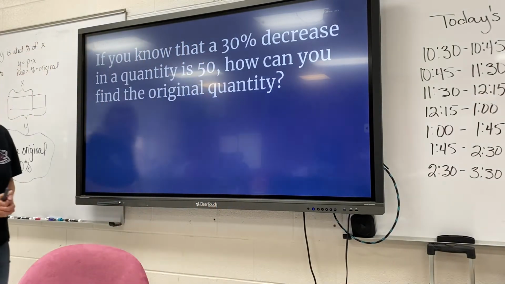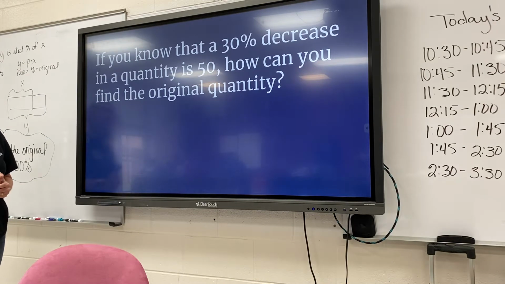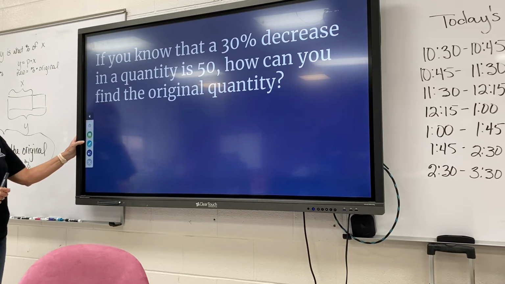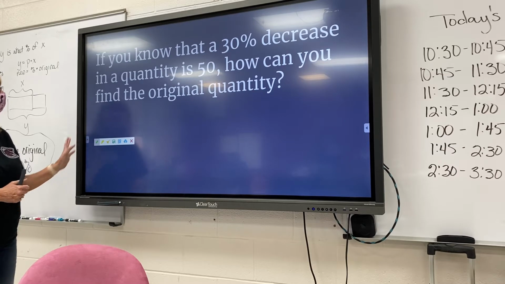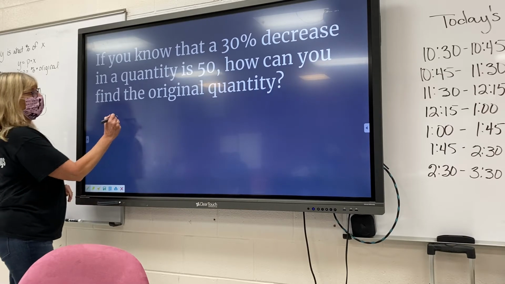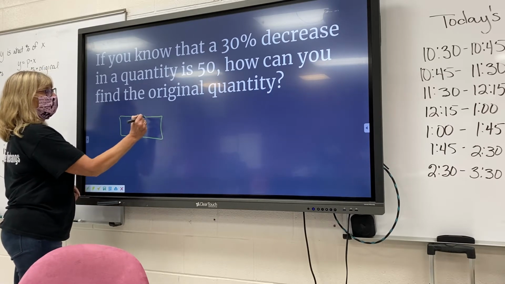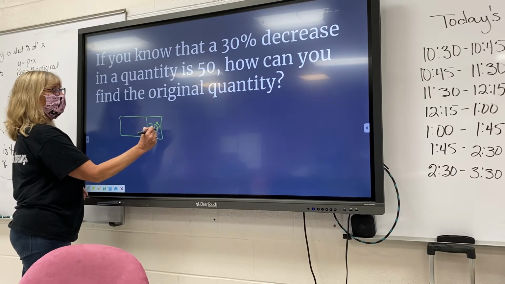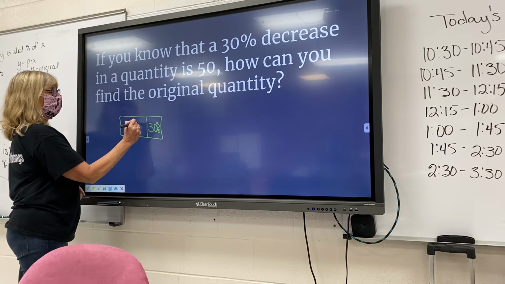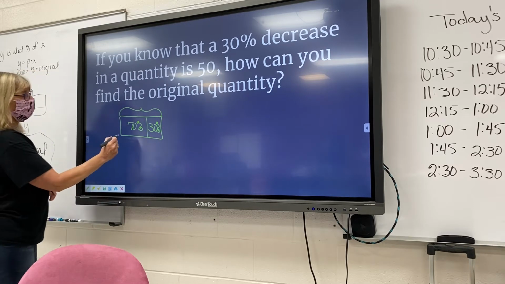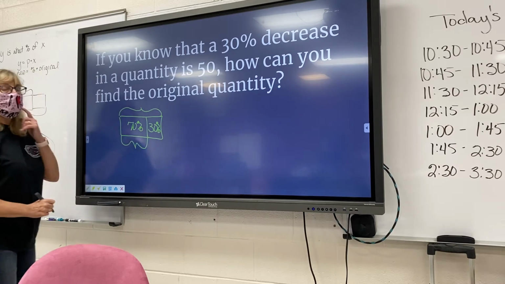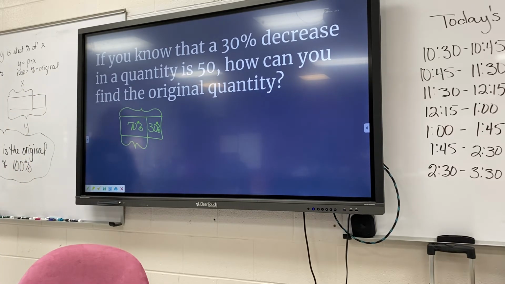If you know that a 30% decrease in a quantity is 50, how do you find the original quantity? Well, let's look at it. I think it's easier to see this on the green. I'm going to draw the decrease first. X is always 100%, and Y is going to be this piece right here, right? What is that 50? The line. The Y.